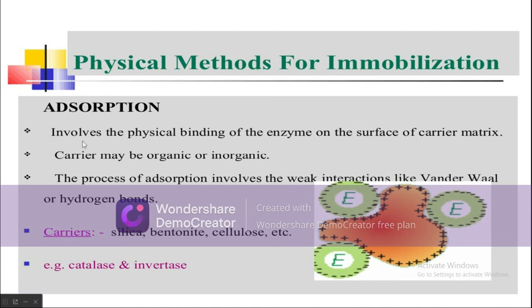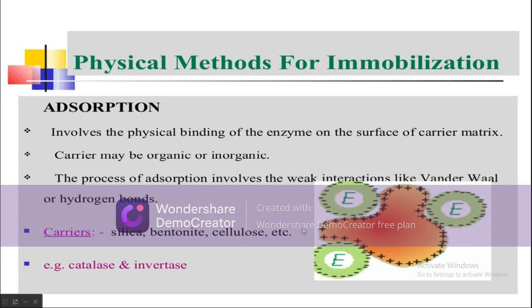Adsorption involves the physical binding of the enzymes on the surface of the matrix. So you see, this is your carrier. Examples we have, like silica, bentonite, and cellulose, are the examples of the carriers that we use in the adsorption methods. So this here represents the enzymes, and this is your matrix.